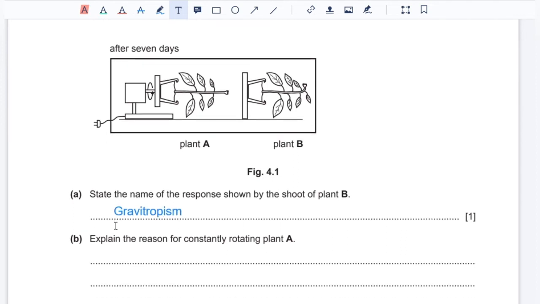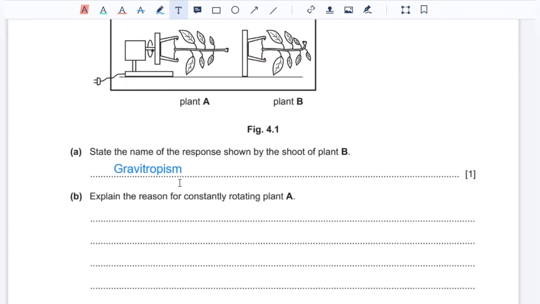B. Explain the reason for constantly rotating A, as this has changed the growth of plant A, as the light conditions are the same and they're not different. That means this has to be because of gravity, and this will ensure that gravity has the same effect on all sides of A, so that at the end of the experiment, you can compare the results of plant A to the results of plant B.